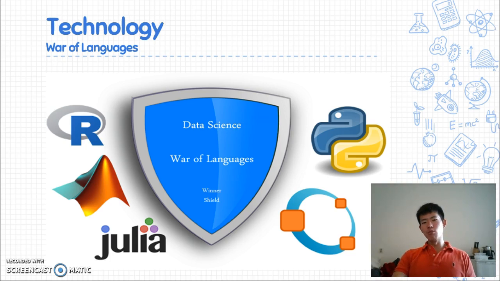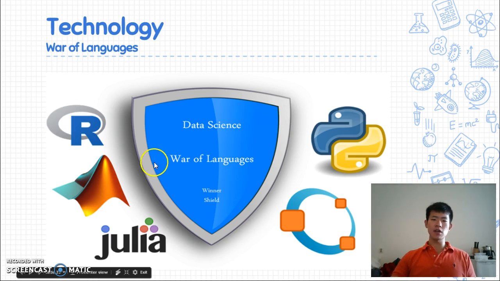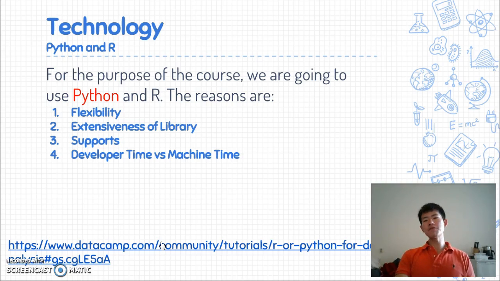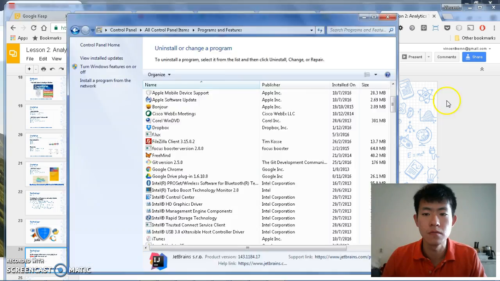And for technology, we have the war of languages. If you know, this is R and Python, and this is, maybe you can pause and guess it, MATLAB, Octave, and Julia. So there are many different languages out there. But for the purpose of this course, we focus on Python and R. And the reasons are flexibility. It can be used with many different kinds of data and many different kinds of outputs, and it's easy to learn. So it's very flexible and it's very well supported. And the extensiveness of libraries you can use for making interfaces.